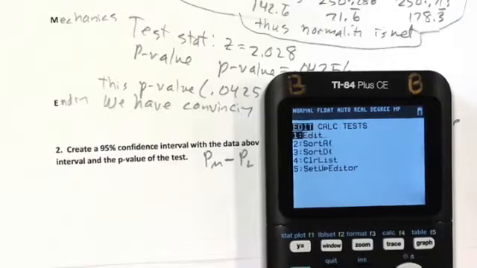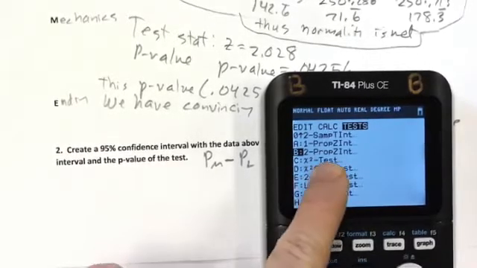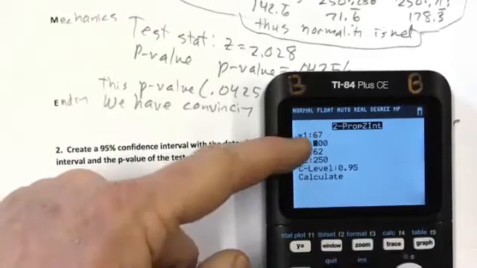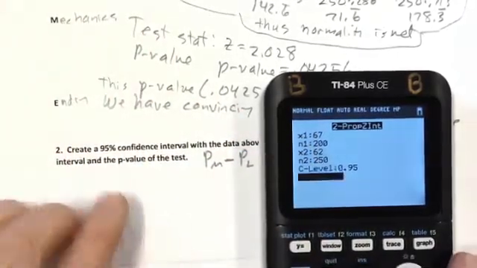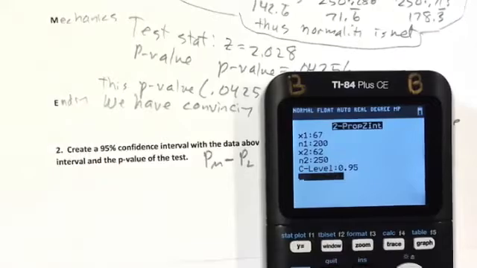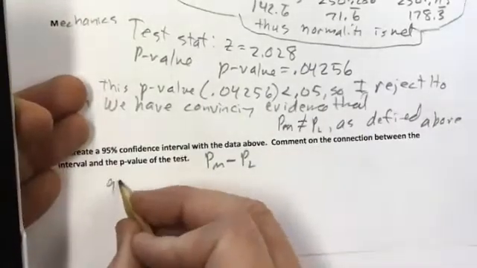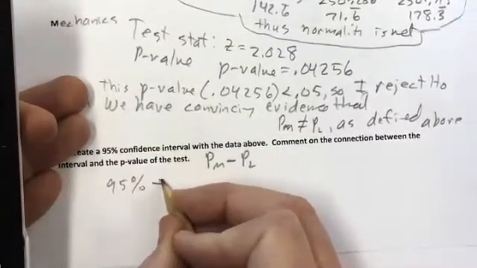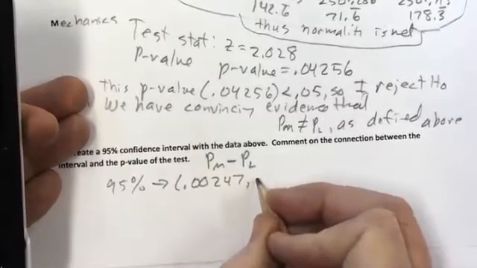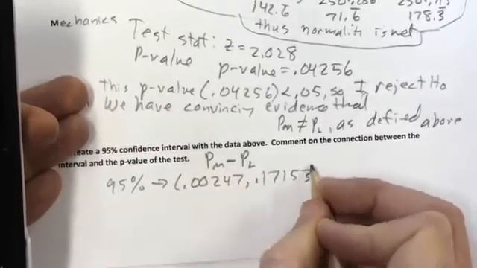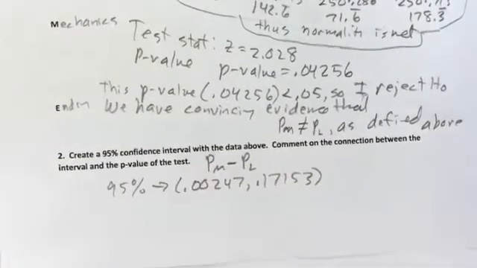You remember we went stat, test, and down to option B, the two-proportion interval, hit enter, and look, the calculator automatically entered my data for me because it knew I was going to make this connection. It said 95% confidence. So there's our interval. Our 95% confidence interval is 0.00247 and 0.17153. Those are the plausible values at this level for this difference.